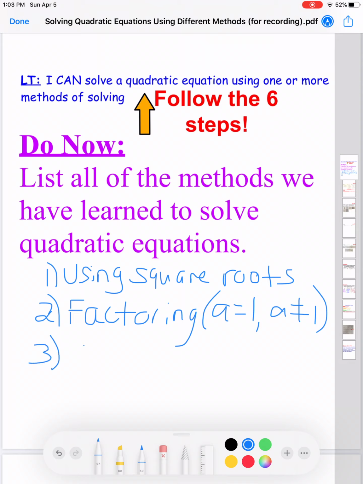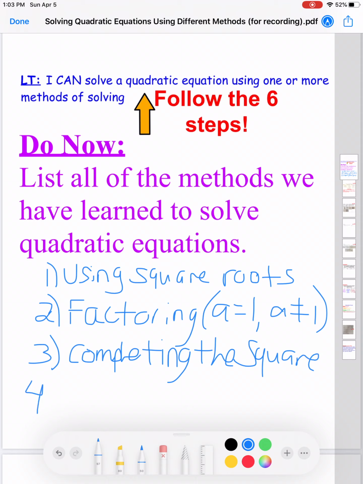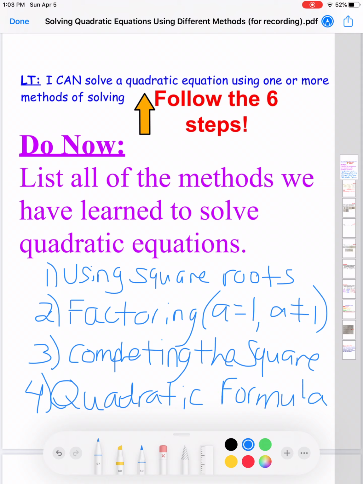The third method that we learned about in our next lesson was called completing the square. So this method is a little bit different than all the other ones. And the last method that we learned about in our last lesson is the quadratic formula. So again, these are the four methods that we've learned to solve quadratic equations.